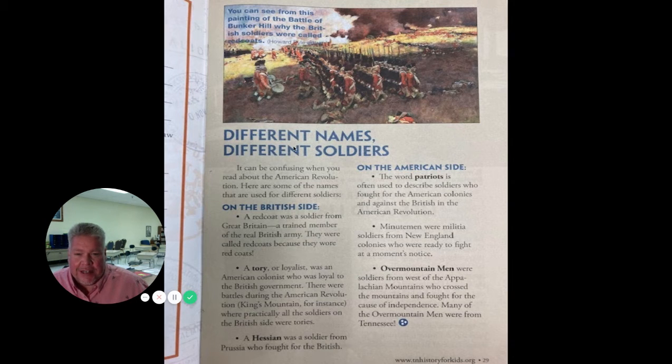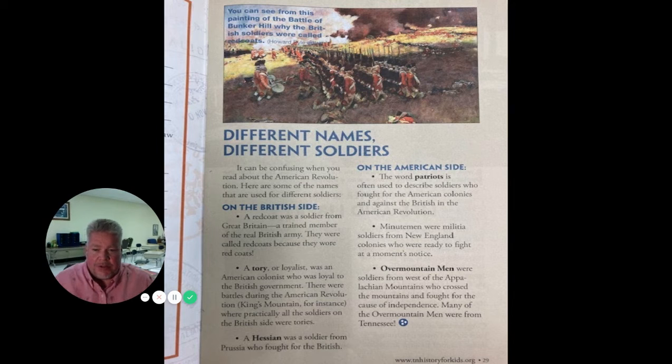It's pretty short today. Different names, different soldiers. It can be confusing when you read about the American Revolution. Here are some of the names that are used for different soldiers. On the British side, a redcoat was a soldier from Great Britain, a trained member of the real British Army. They were called redcoats because they wore red coats.